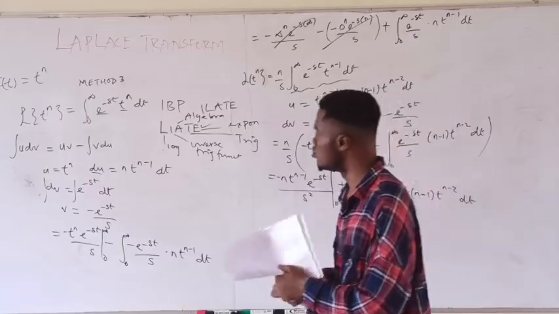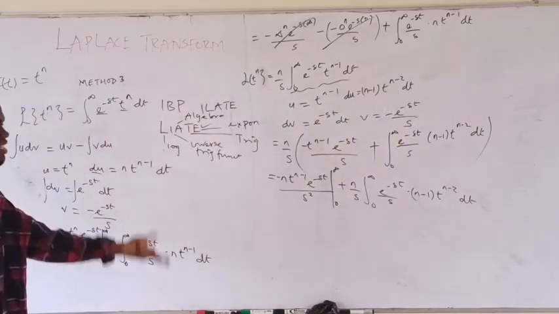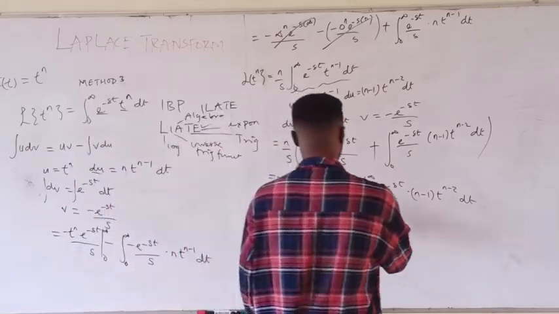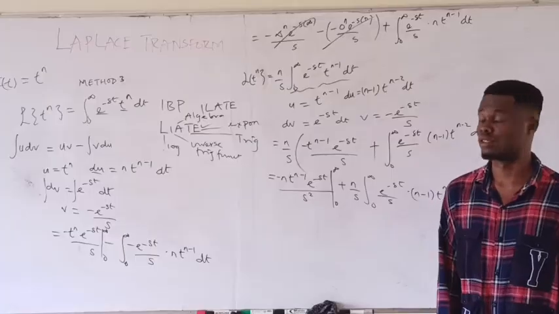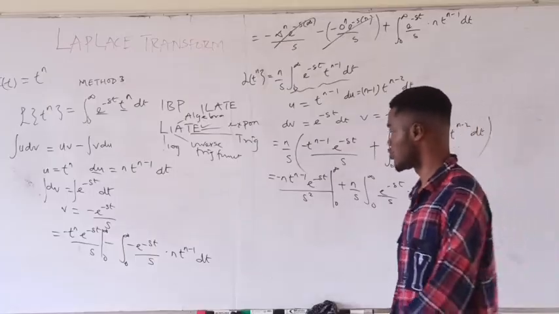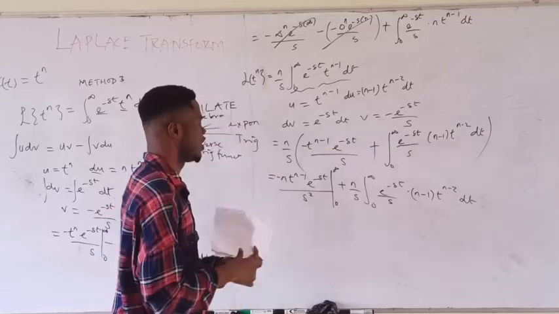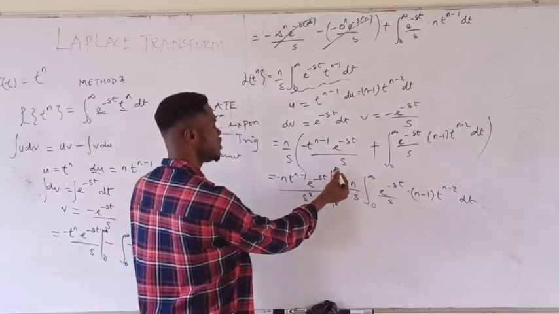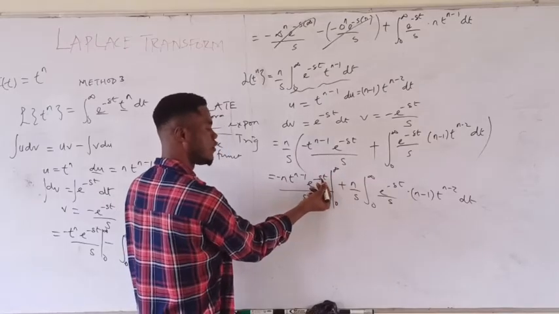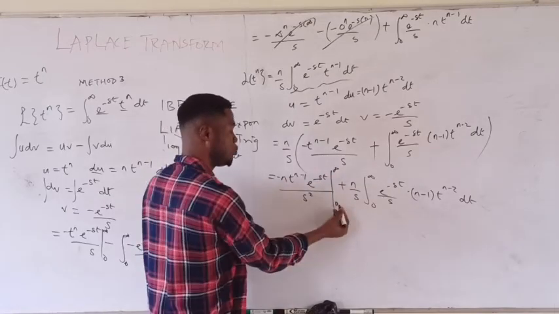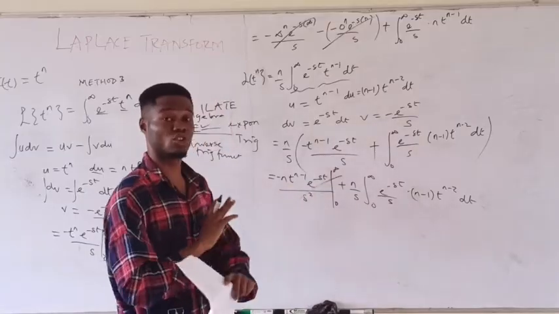Remember that anytime you are done with your uv, the next thing you should do is to plug in the value of the limits that you were given in the equation. That will help you to simplify the function. So from here, if I put infinity into this function, I'm going to have 0. If I put 0 into t, I'm going to have 0. That means this entire equation comes to 0.